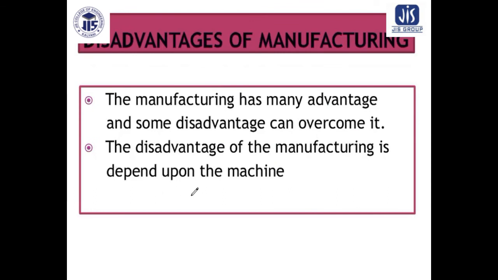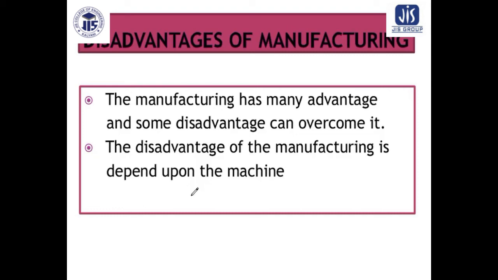Now, every process is followed by some disadvantages or limitations, isn't it? If I talk about manufacturing, there might not be so many disadvantages, but there is one, and that disadvantage depends upon the machine. That means what type of machine you are implementing, what the cost of the machine is, and how the machine maintenance is occurring. If the machine fails, then your total manufacturing process also gets stopped. So one of the most important disadvantages of manufacturing is that it depends upon the machine.